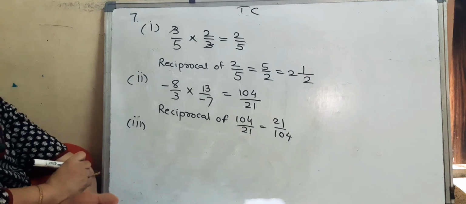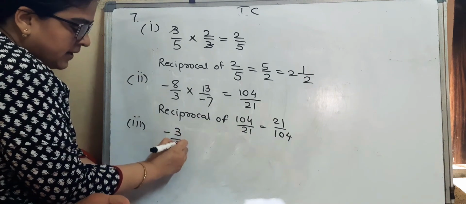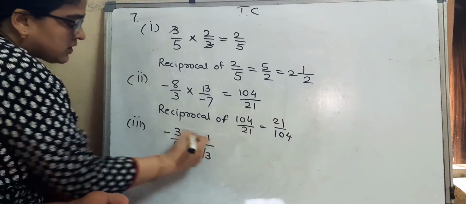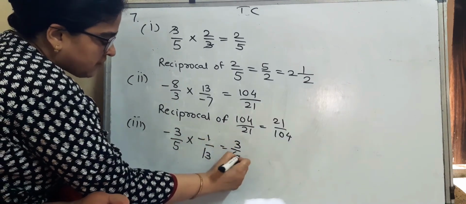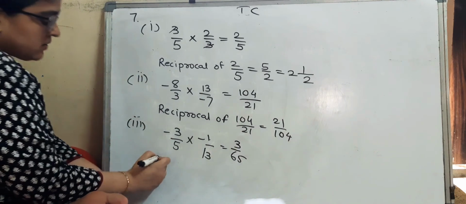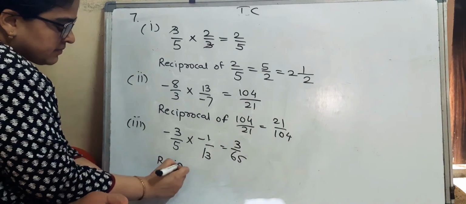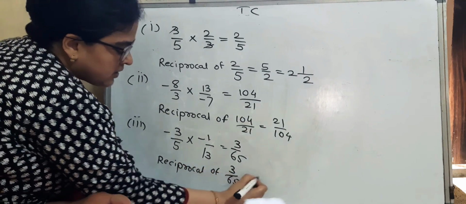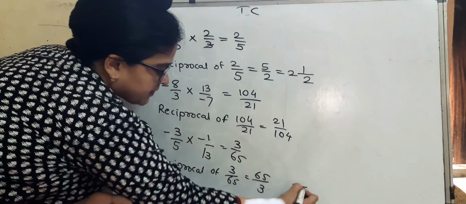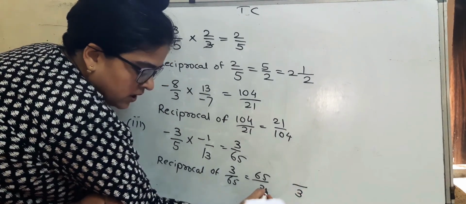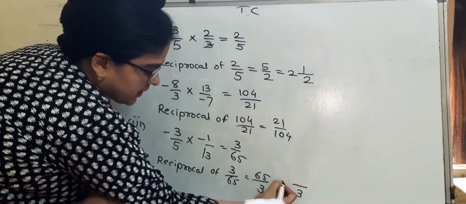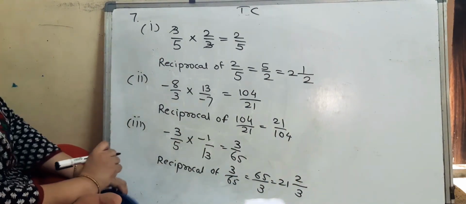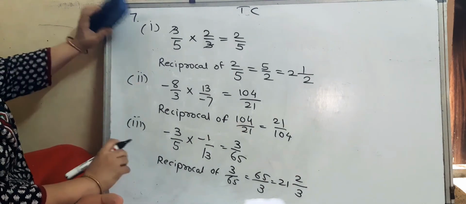Third one, minus 3 upon 5 multiplied by minus 1 upon 13, then minus minus is plus, so 3 upon 65, 13 fives are 65. Now the reciprocal of 3 upon 65 is equal to 65 upon 3. 3 twenty-ones are 63, remainder 2, is the answer. 7th question completed.